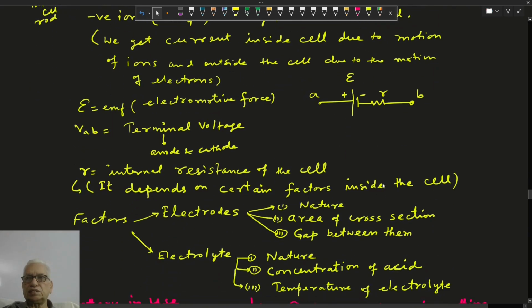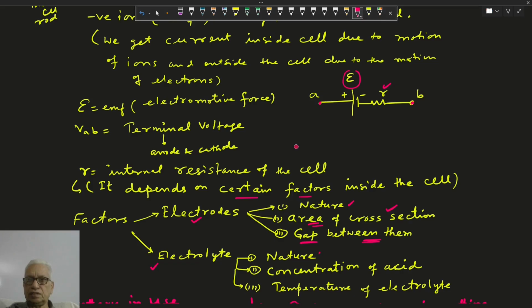Now let us discuss this cell or battery. A and B are the terminals, E is the electromotive force (EMF) and r is the internal resistance. The internal resistance of the cell depends on many factors, like electrodes and electrolyte. For the electrode, it depends on the nature, area of cross section, and gap between the electrodes. For the electrolyte, it depends on the nature of the electrolyte, the concentration of acid, and the temperature of the electrolyte. There are 6 factors, 3 from the electrolyte.